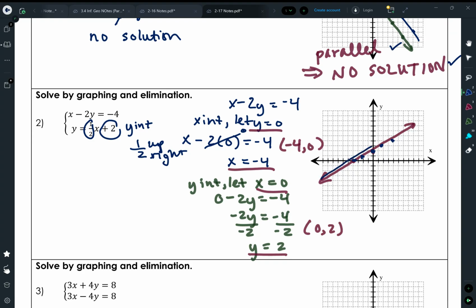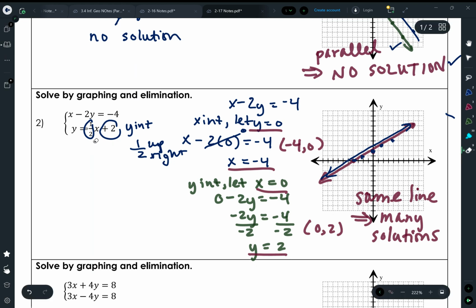And it turns out I have the same line. So if I have the same line, it means everywhere on that line is a solution. And so because we have the same line, we would say many solutions, or infinitely many, because any point on that line is a solution. So let's do our best to solve algebraically on this as well.